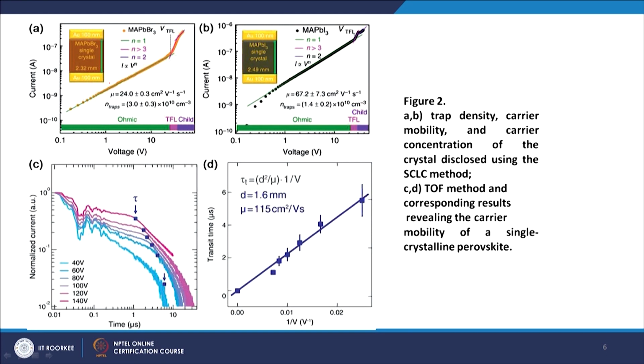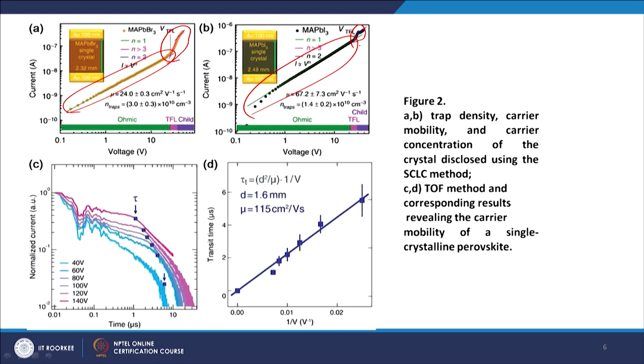Now, what happens is we change the bias, and the first region here is the ohmic region where the current is proportional to the voltage. But if we increase the voltage beyond that range, then the space charge region dominates and we get an area which is called the space charge limited current domain, and in that domain we measure the mobility. This was for the MAPbBr3. Now, for MAPbI3 the corresponding curve is like this. This area is the ohmic part and that is the non-ohmic part or the space charge limited region.